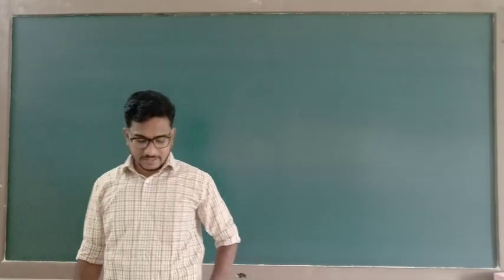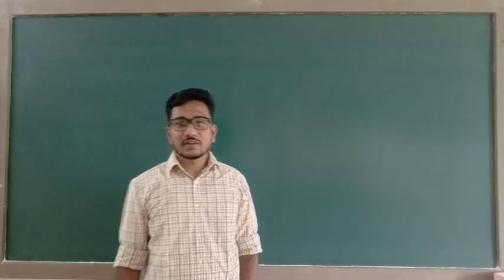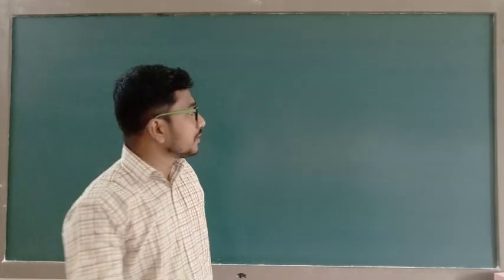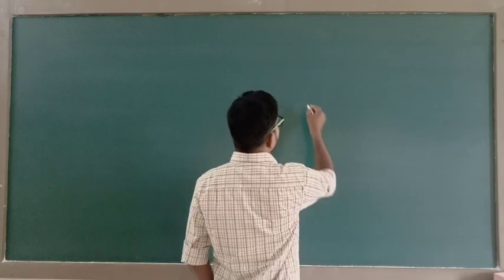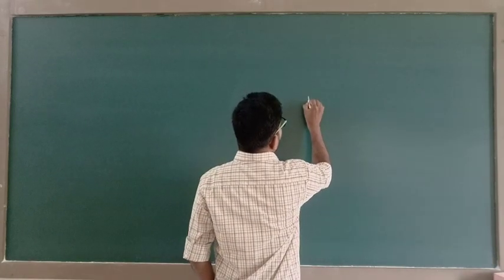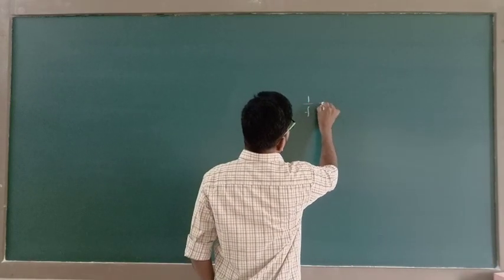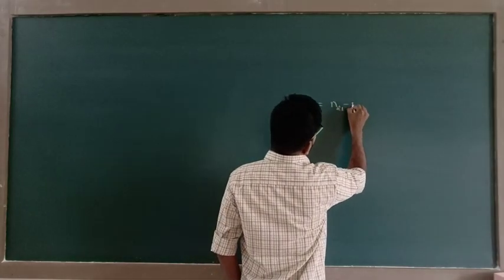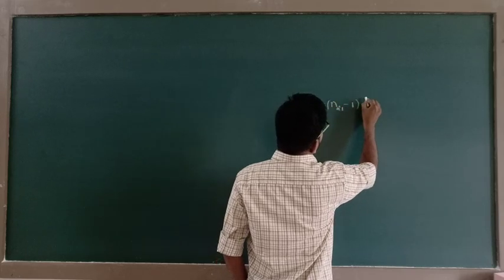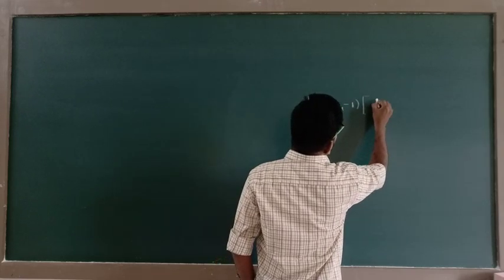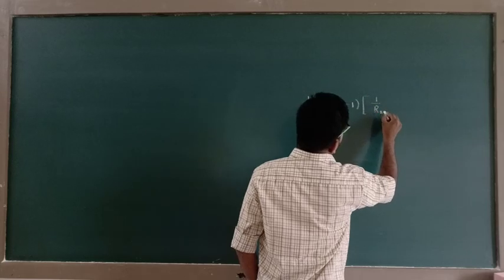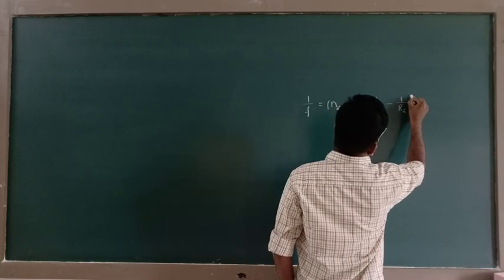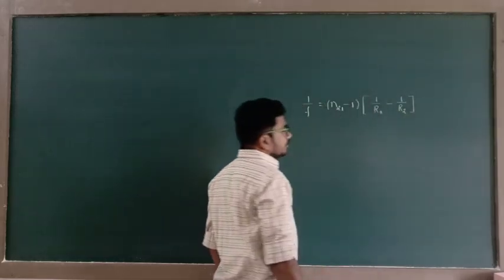Hello dear students. So last class we discussed the lens maker's formula. According to that formula, we know that 1/f = (n21 - 1)(1/r1 - 1/r2). So this is the formula.